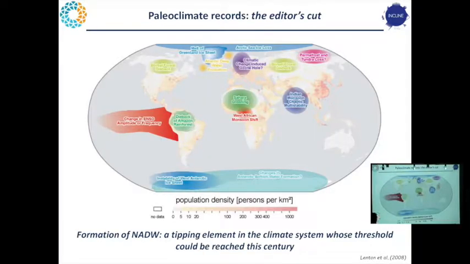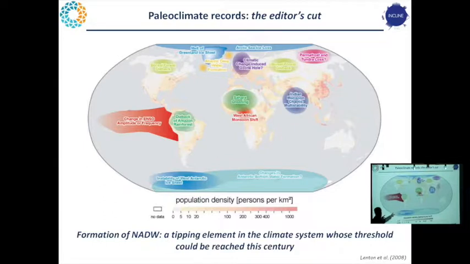Indeed, some authors like Lenton and co-workers suggested that Atlantic deep water formation, and this is where those waters sink to deeper depths and flow back to the South Atlantic, is a tipping element in the climate system.